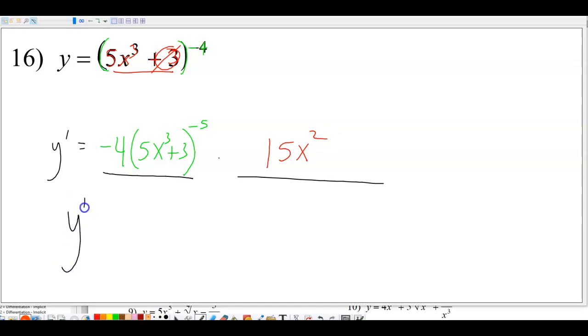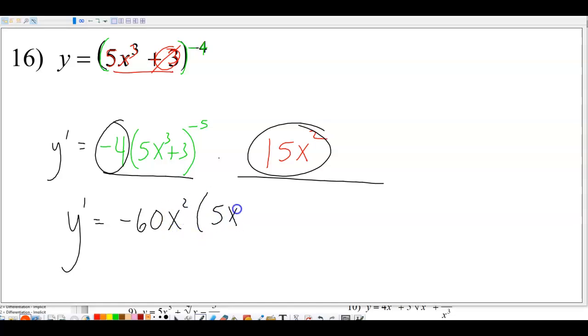Now it's possible to simplify these a little bit. I could put this with this. Negative 4 times 15 is going to be negative 60x squared. And then the rest of it we could do this. And since that's a negative exponent, technically we can move that entire set of parentheses into the denominator, so that way it can have a positive power. So that's another possible way to write our answer there.